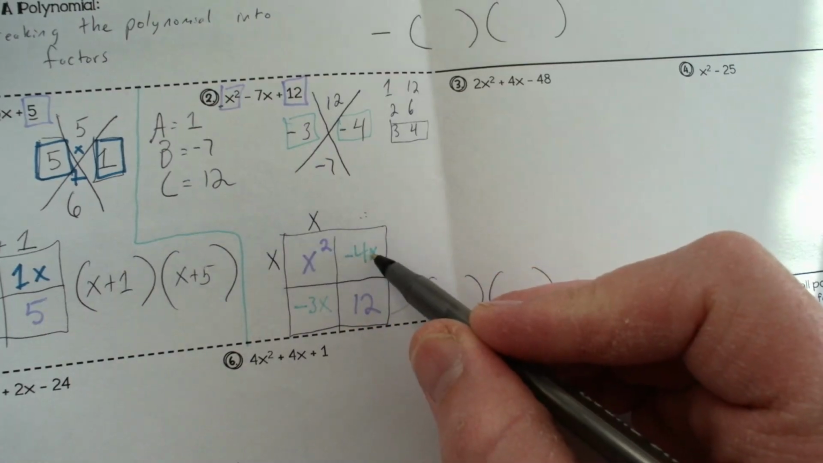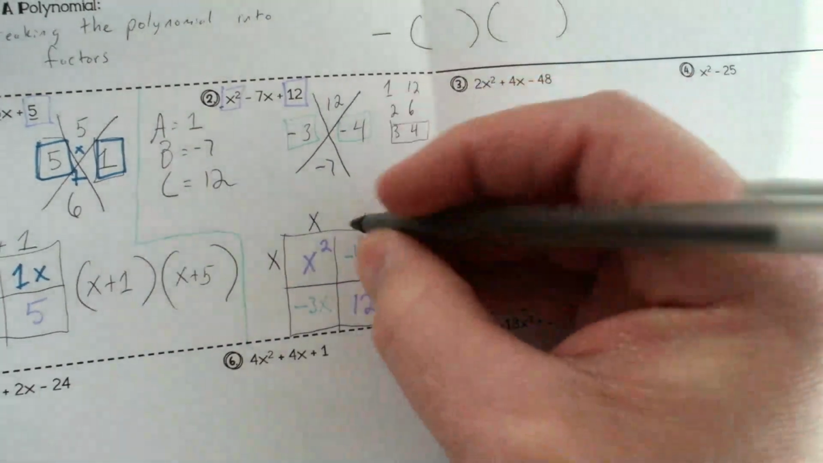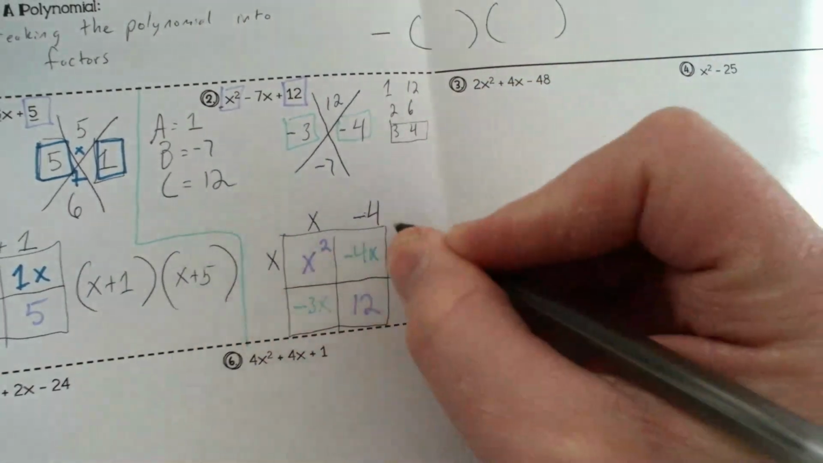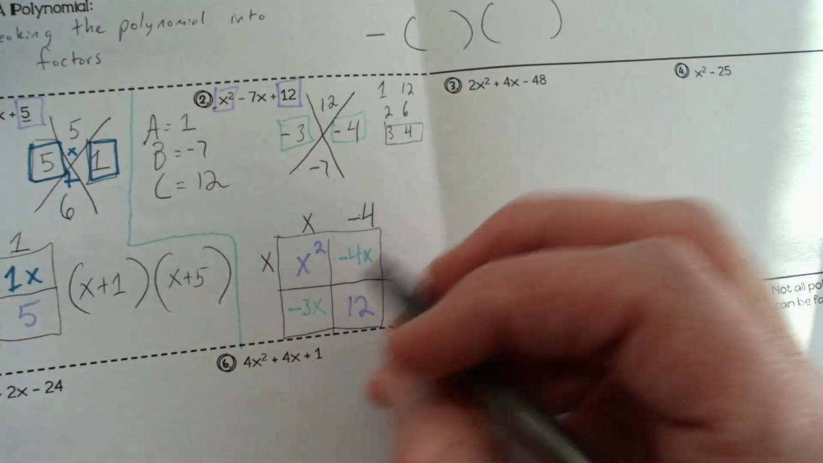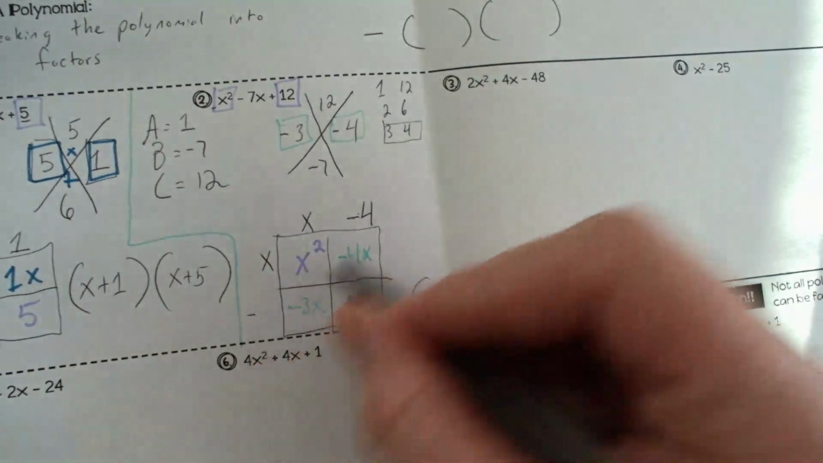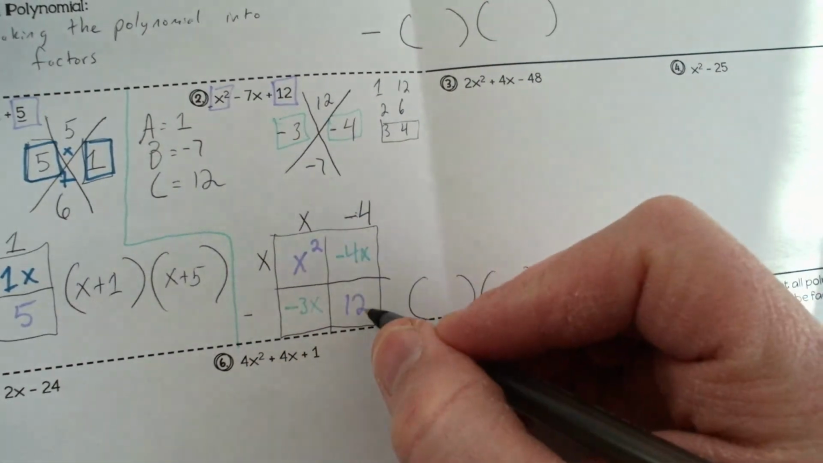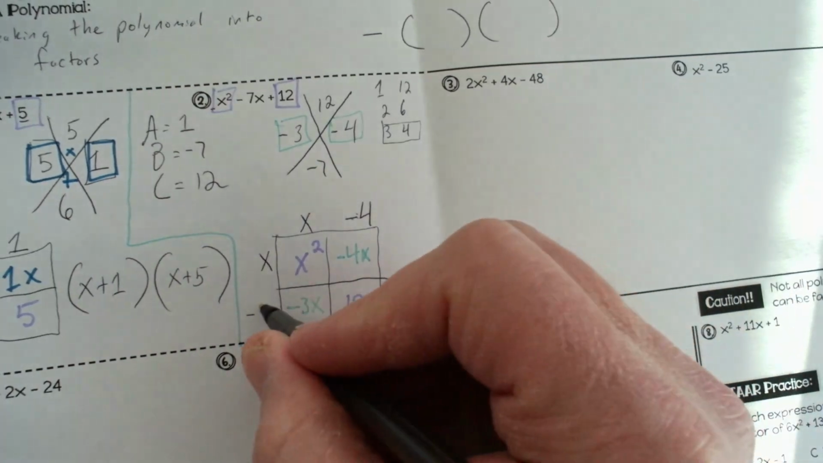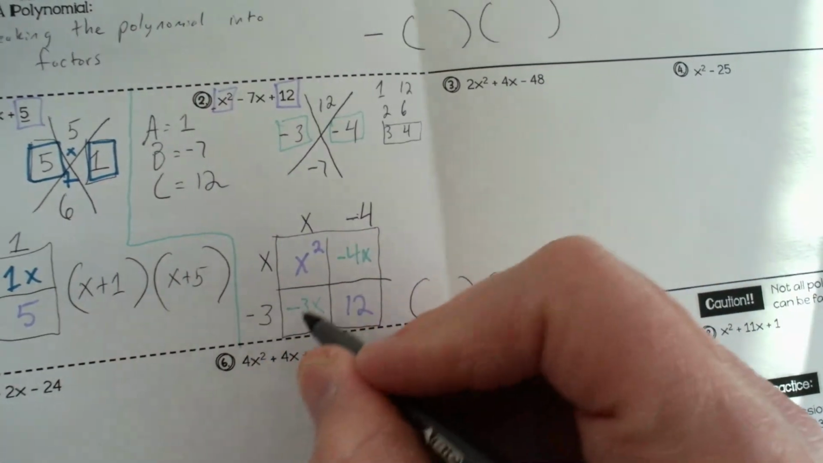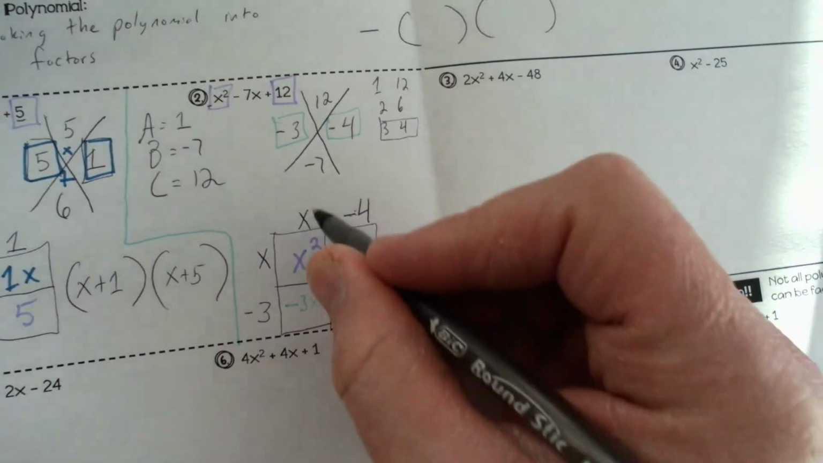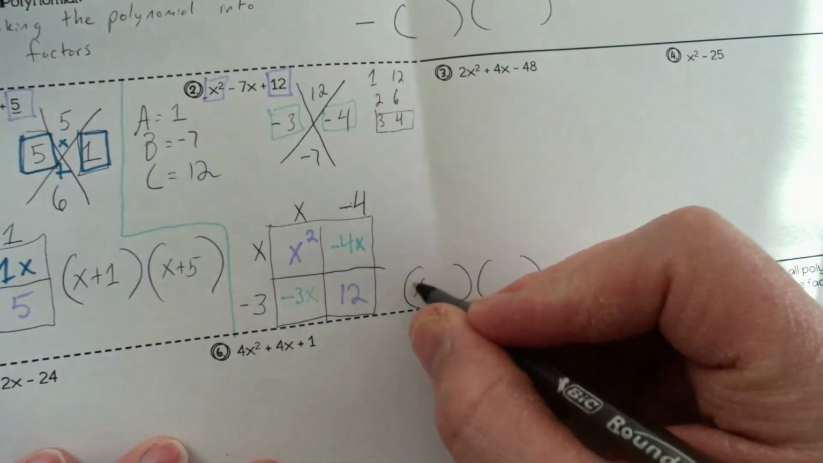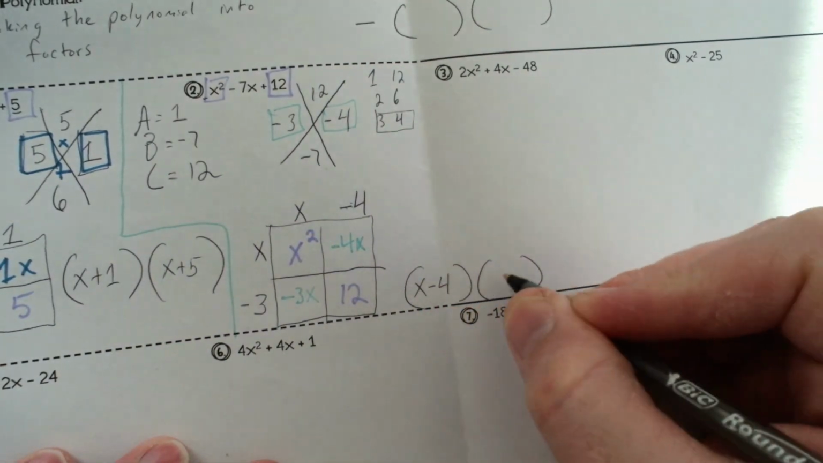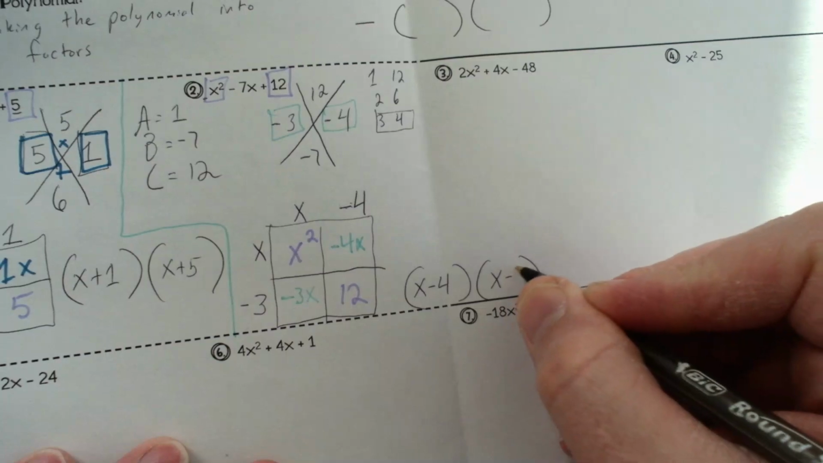X times what gives me negative 4x? Well, a negative 4 will give me that. What times negative 4 will give me positive 12? Well, it has to be negative first to make a positive. And 4 times what gives me 12, which is 3. And then I confirm this last one. Negative 3 times x is negative 3x. That works. So my binomials are x minus 4 and x minus 3.